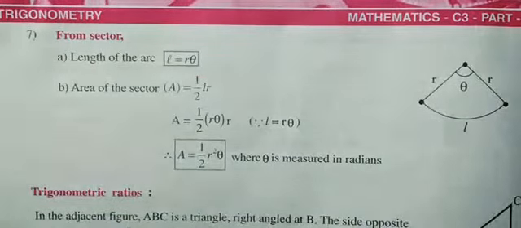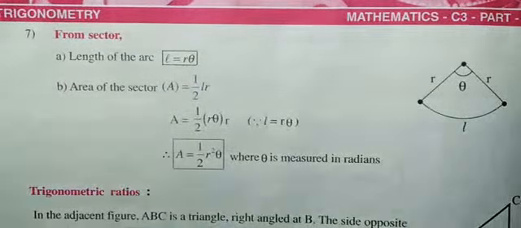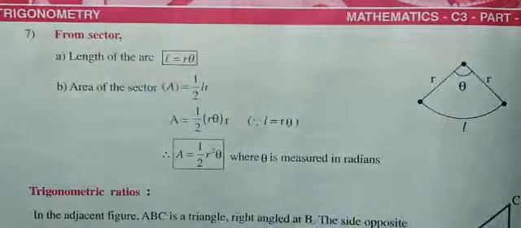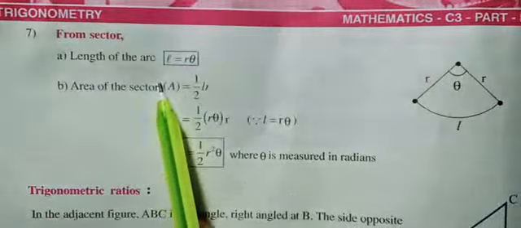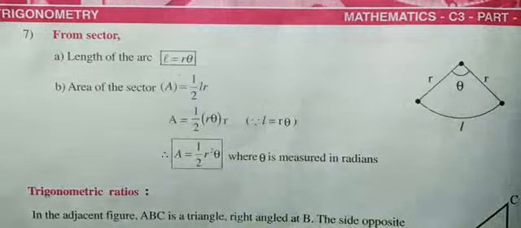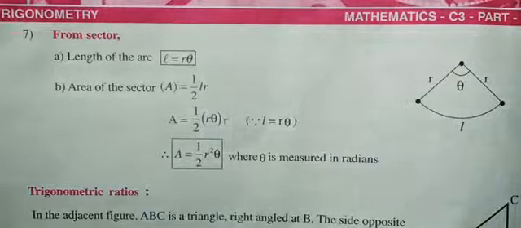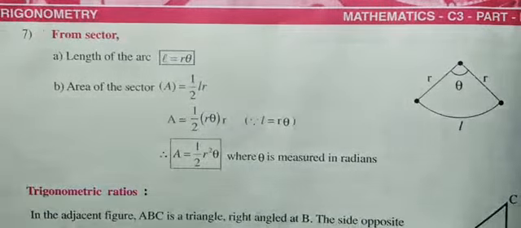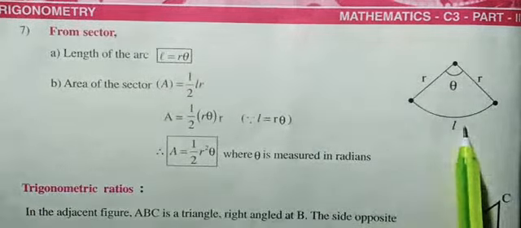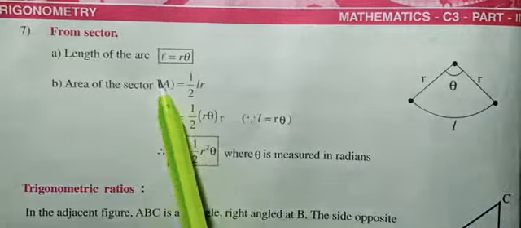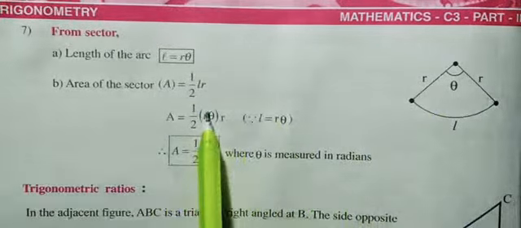Now if we look at this picture, the length of arc is equal to L. Here this is my L and this is R. We know that L is equal to R theta. So we are taking L is equal to R theta.